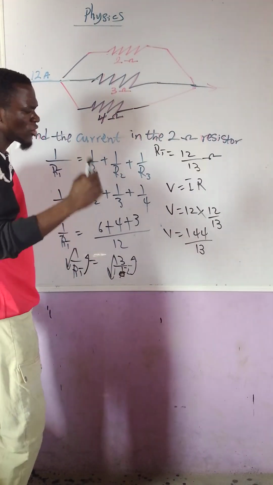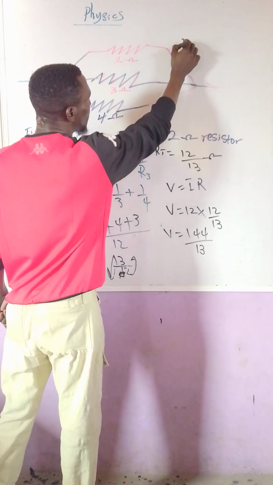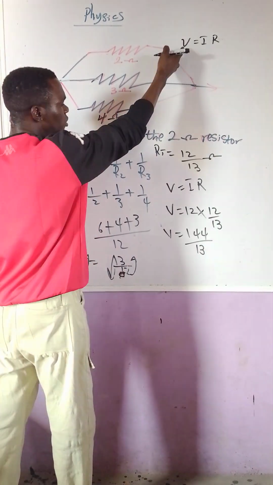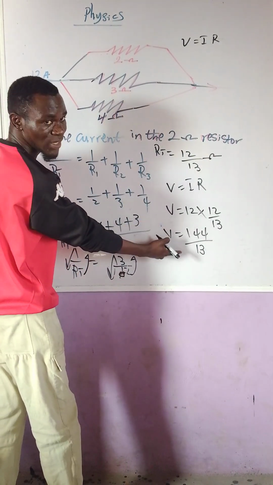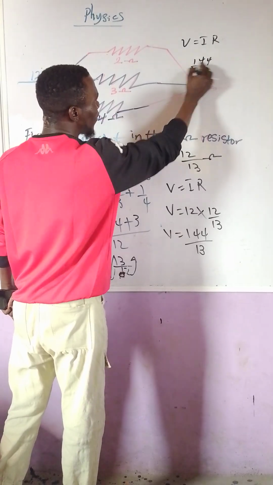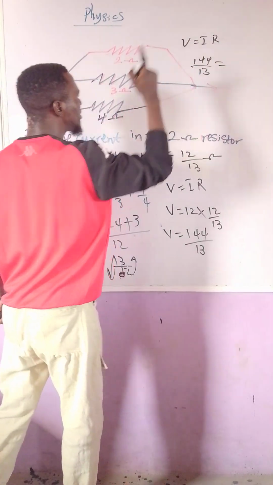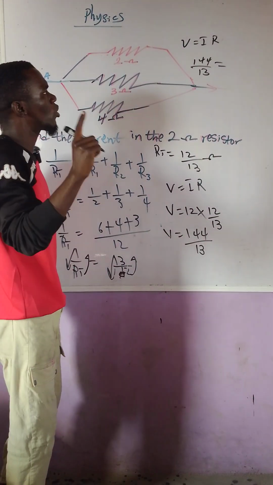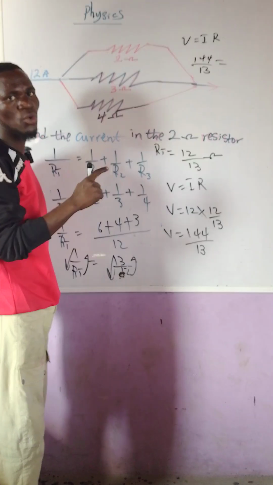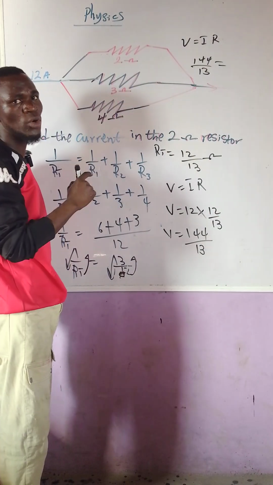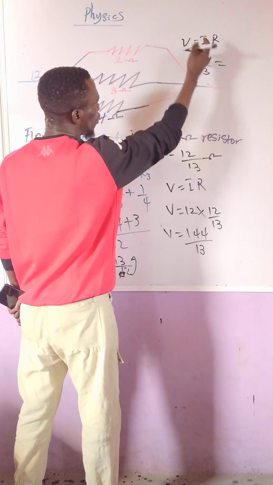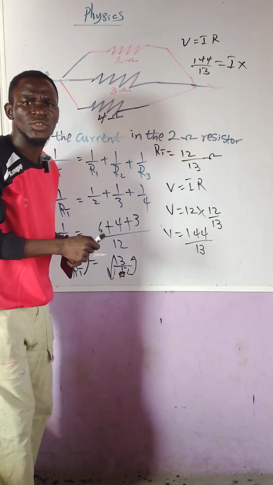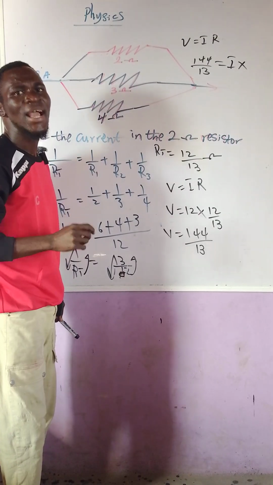Go back to your Ohm's law again: V equals current and resistance. We already found our voltage, which is 144 over 13. Then equals the current, which is unknown now because we have to find the current in the 2 ohms resistor. The resistance is what we actually have to find the current in: these 2 ohms.